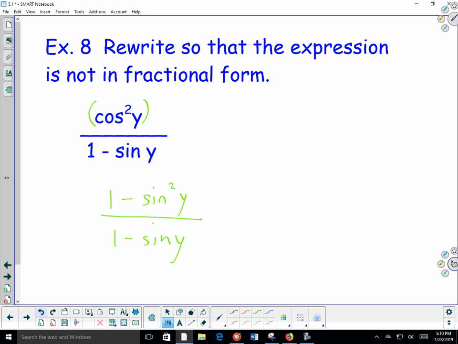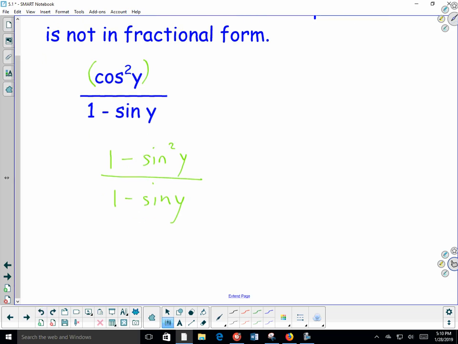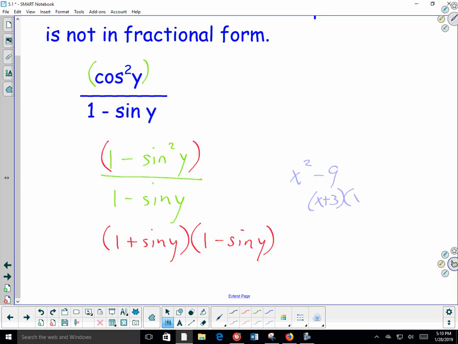But I think we can recognize, and we already factored one like this, that this numerator can be factored because it's a difference of two perfect squares. So I could write it as 1 plus sine y times 1 minus sine y. It's kind of like factoring x squared minus 9 into x plus 3 times x minus 3.